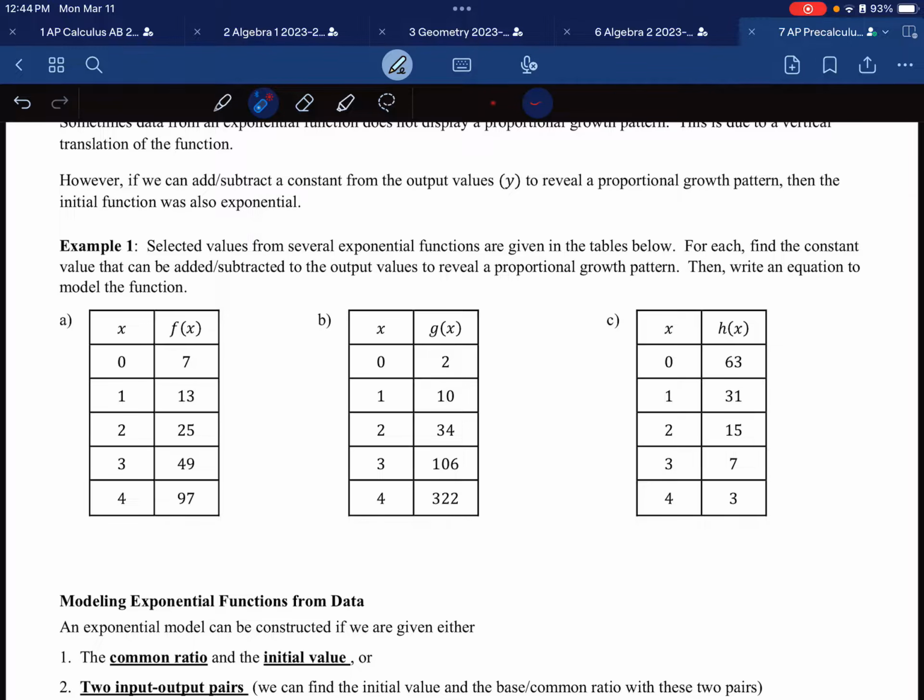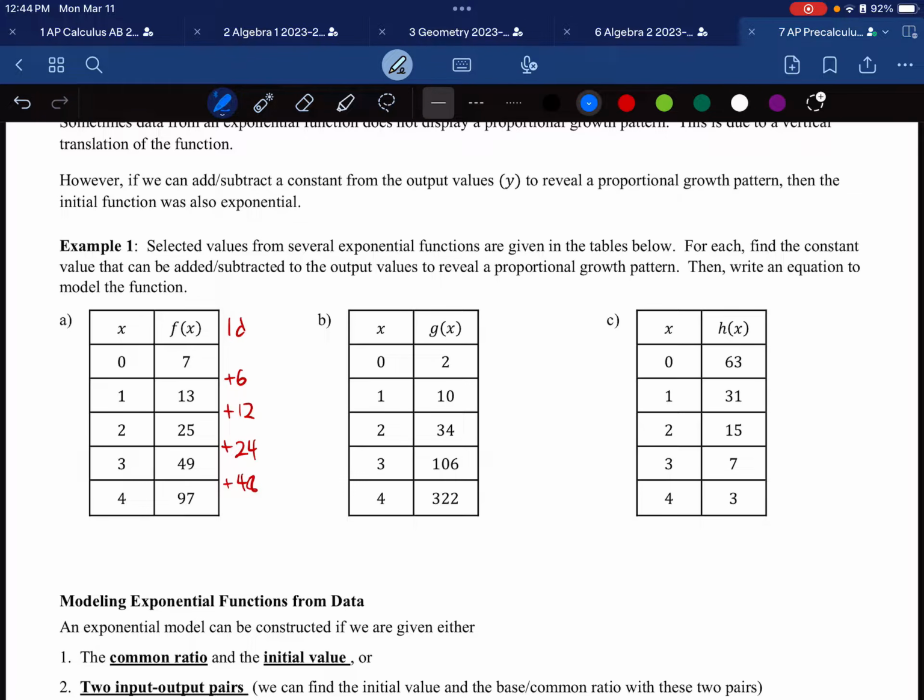While it might be fun to just try to add and subtract right off the bat, sometimes it doesn't work. So I'm going to go ahead and kind of brute force this. Here's the way that I'm going to do this. I'm going to do the first differences first. To get from 7 to 13, I'm adding 6. From 13 to 25, I'm adding 12. 25 to 49, that's 24. And 49 to 97, that's 48.